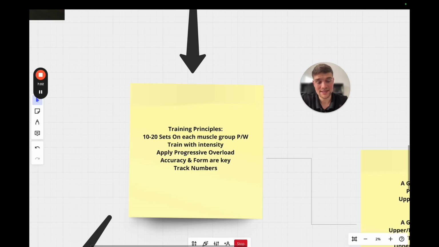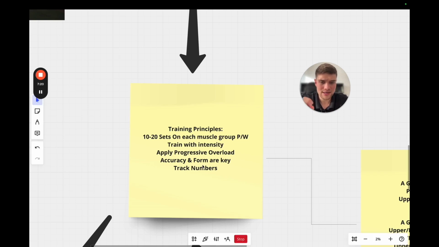So train with intensity. Make sure you apply progressive overload every single week. So you must be training and looking to improve. So looking to increase your weight, your reps on a weekly basis, or at least every couple of weeks. And then accuracy and form are key. We can't forget that. You have to train with good form, good accuracy. Without that, again, you're not going to see results.